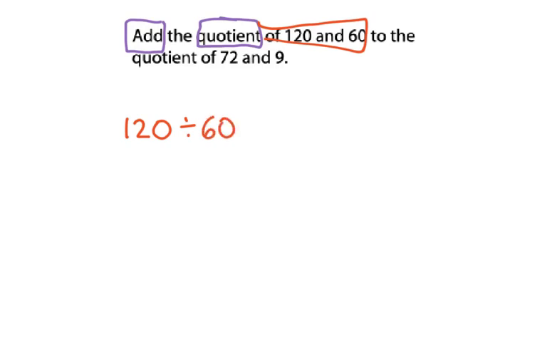Now listen, this is what you have to understand: when we have things in isolation, we're going to put them in parentheses. All right? So it says we're going to add this answer to the quotient of the other part. So what's the other part of the question? Quotient of 72 and 9.